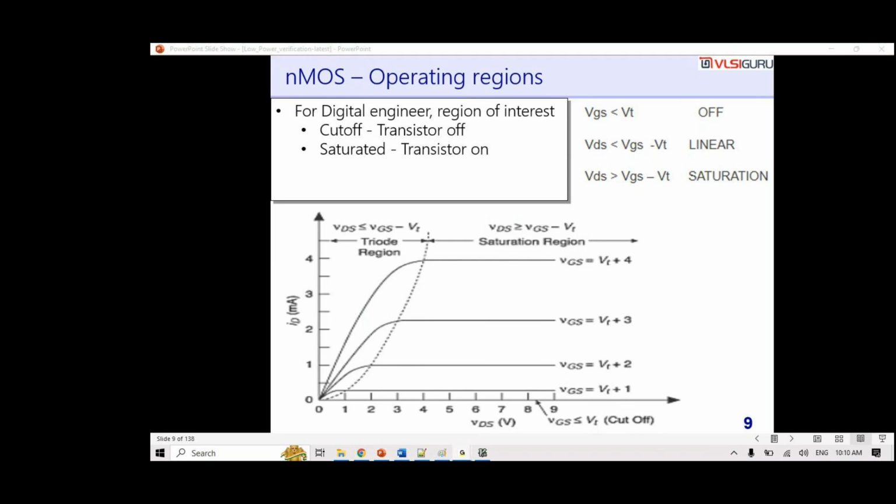This area, the linear region, how it increases, how much it increases, would be more of interest for the analog engineers. That is where, when they talk about all those transistor-based circuits, they will be more interested in this part of the regions. For us, we are interested in the point where the saturation happens. Those things would be our area of interest.